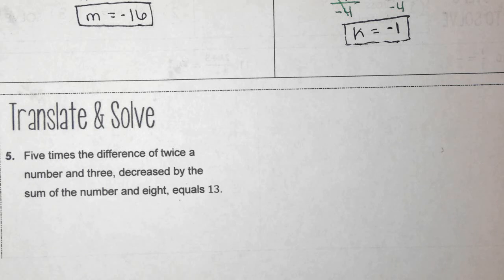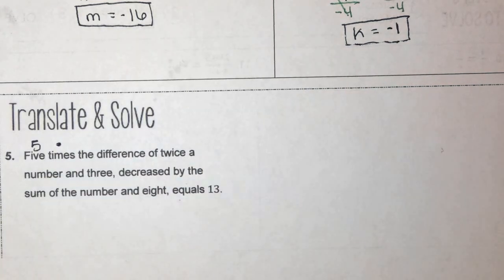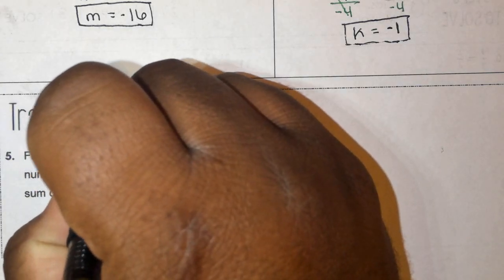So I'm going to go right on top of this stuff, and while I'm reading it again, I'm going to write in what I know in number form or in words that I can understand. So the first thing is 5 times, so I know this is going to be the number 5. And they said times, so that means multiplication for me. So 5 times the difference. When I hear the word difference, I don't know what you think of, but they've always told me in math that difference means subtraction. Right. So I'm going to think of subtracting right here.